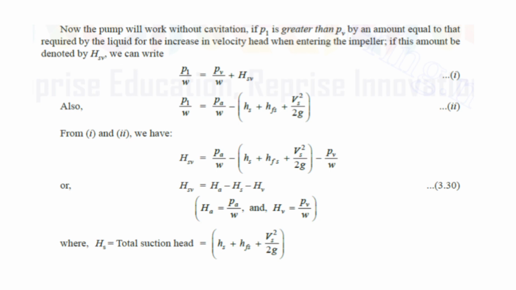That is the kinetic energy of the suction head. So from equations 1 and 2, HSV is equal to Pa by W minus Hs minus Hfs minus V square by 2G minus PV by W. So HSV is equal to HA minus Hs minus HV, where HA is equal to Pa by W and HV is equal to PV by W, and Hs is the total suction head equal to Hs plus Hfs plus V square by 2G. You have to substitute the Hs value here.